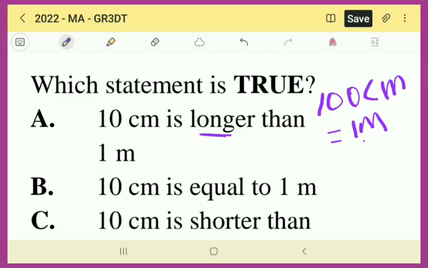B saying 10, which is less than, A saying 10, which is not even 100, is more than this one. B saying 10 centimeters is the same as 1 meter. Remember, none of these reach 100, so they can't be longer nor the same. C says 10 centimeters is shorter than a meter, which is true, because you're going to take out the 10 from this, it's still going to have 90 left to put on before it can reach 1 meter.